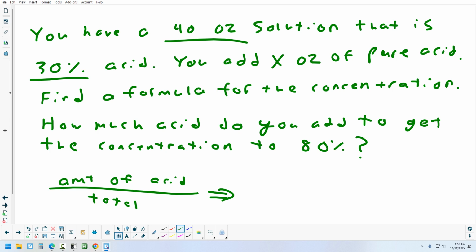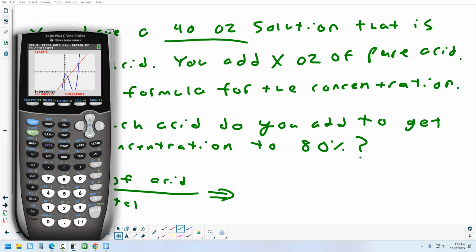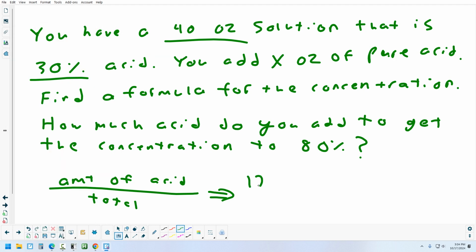So how am I going to find out how much acid I'm starting with in my mixture? You multiply 40 by 0.3. That tells me I'm starting with 12 ounces of acid. And how much acid does it say I'm going to pour in to that mixture? X. Yeah, I have 12 ounces, and I'm going to add X ounces to it.